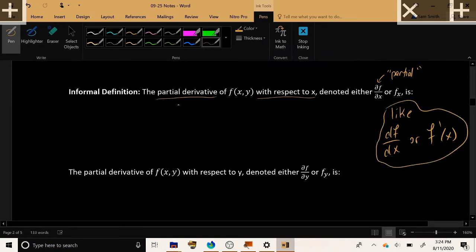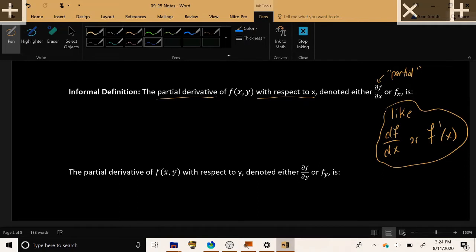Now the partial derivative of f with respect to x functions a lot like the regular derivative from Calc 1. The regular derivative represented a rate of change. As you change your input, increasing it just a little bit, what's the corresponding effect on the output? If you increase the input a little bit, what does the output do? Does it go up? Does it go down? Does it stay the same? Does it go up really fast? That's what the derivative told us, a rate of change.